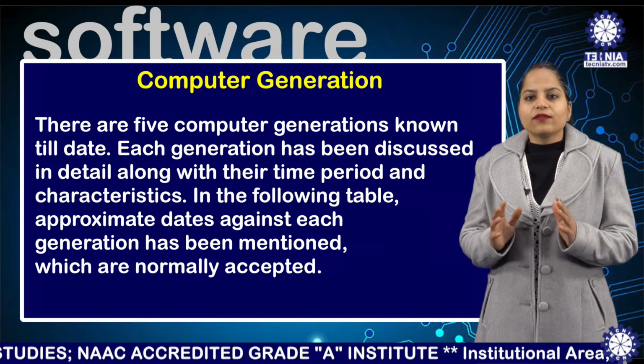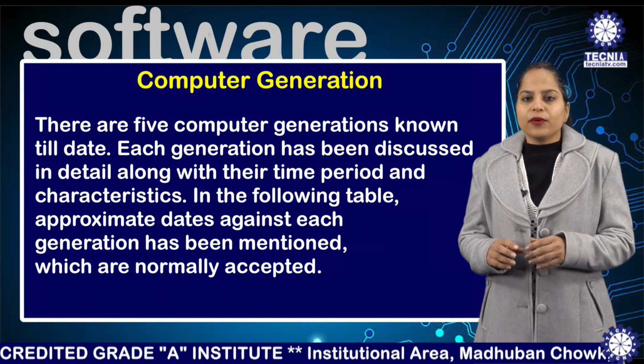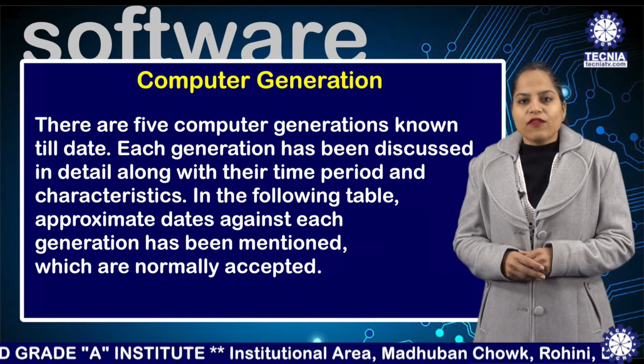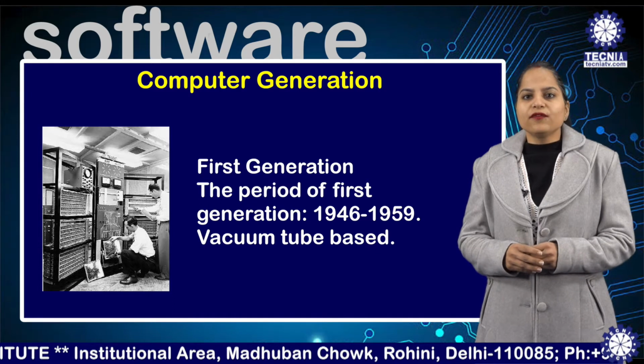So there are 5 computer generations till date. Following are the main 5 computer generations. Now the first generation is from 1946 to 1955.